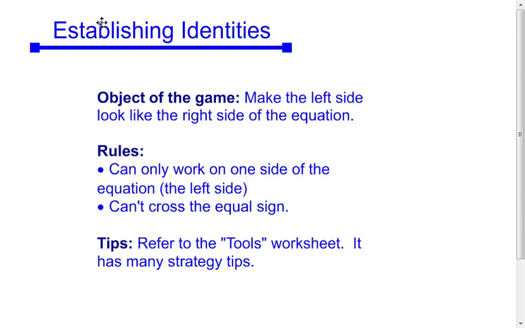Establishing identities are where I'm going to give you an equation that we already know is true, but you have to prove that it is true. Okay? So your goal is to make one side of the equation look like the other. Typically you work with the left side, so typically you turn the left side into the right, but there are some rules to it. You can only work with one side of the equation at a time. You cannot manipulate both the left and the right side of the equation, and you can't move anything across the equal sign. So you can't add something to both sides or whatever.